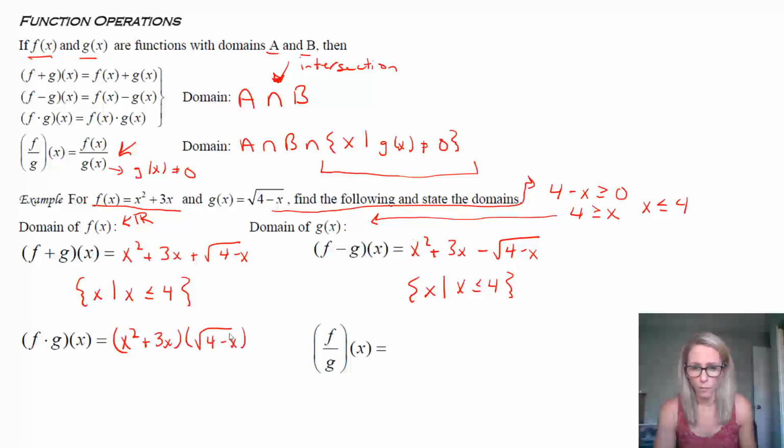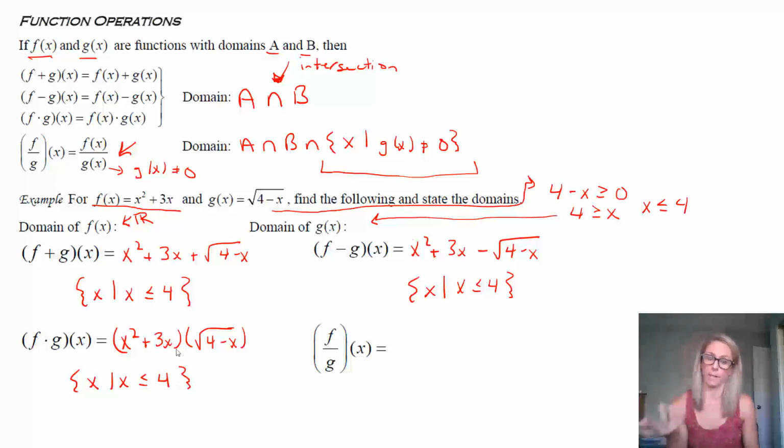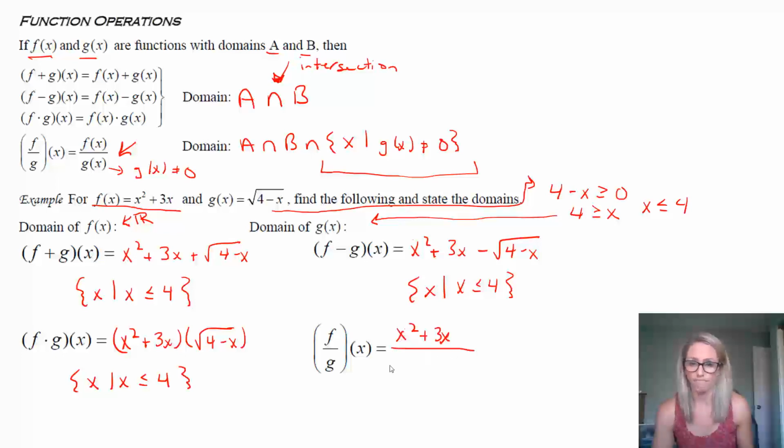But the point is, because of that square root of 4 minus x, we just cannot have anything where x is greater than 4, because of course that is going to give you a negative in your square root. Now when we set it up for f divided by g of x, that's going to be just a polynomial on the top and a square root in the denominator. That's it. However, we have to think about what values would make your denominator 0.